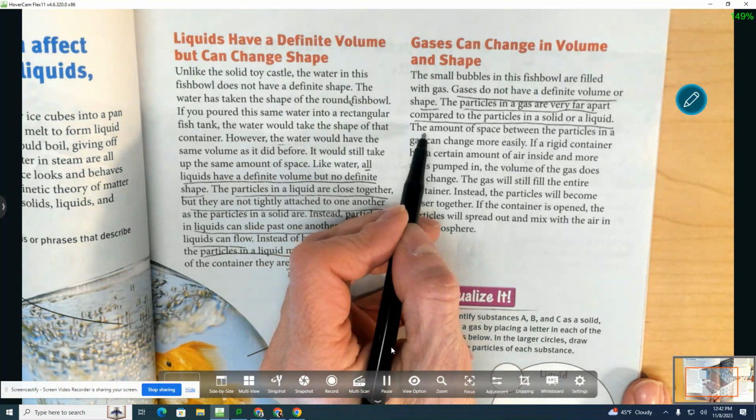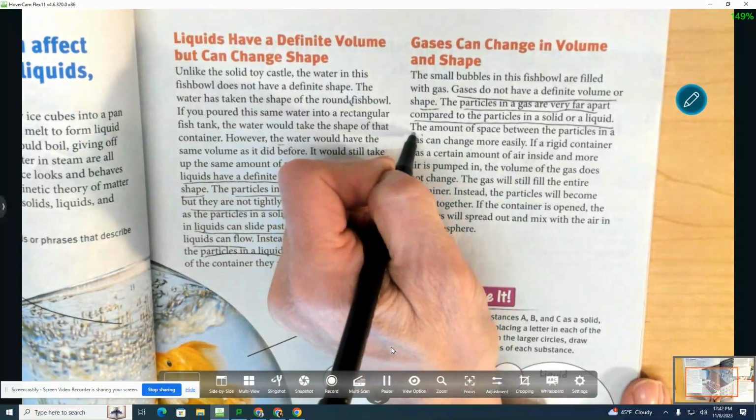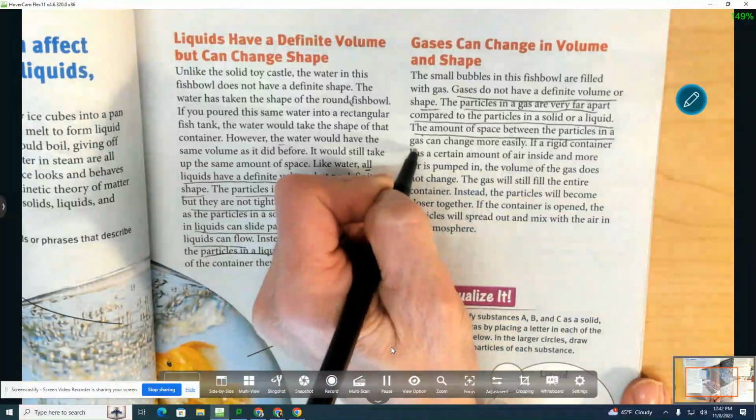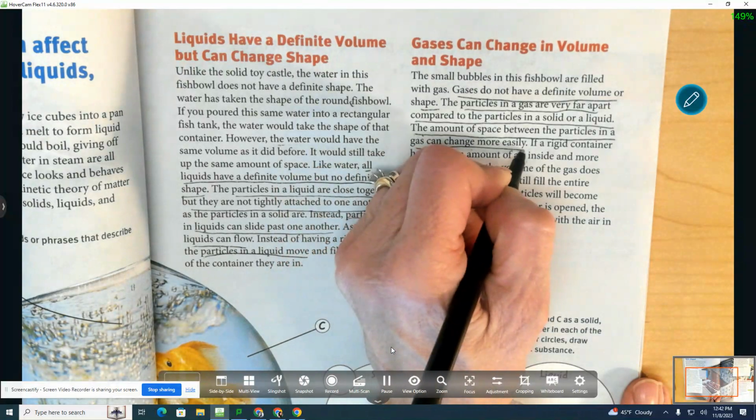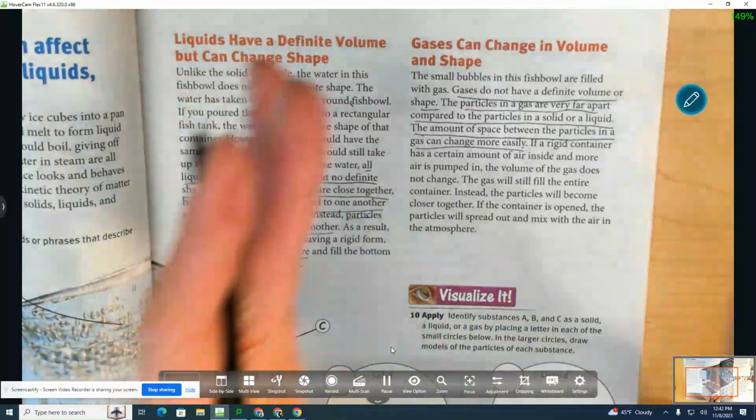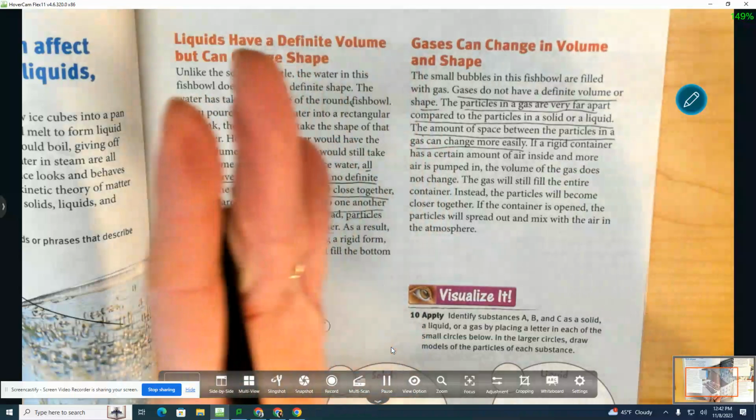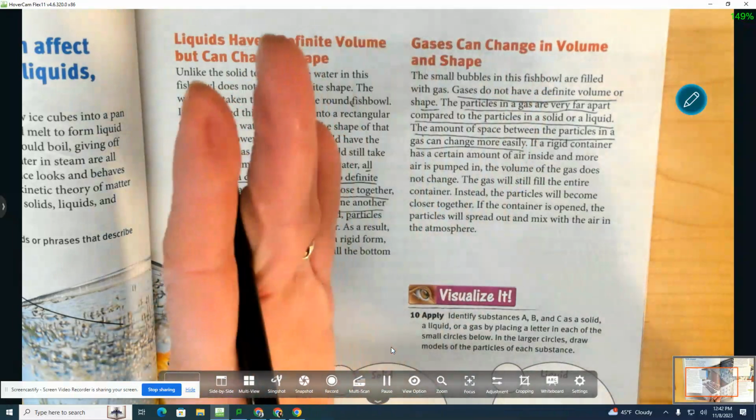I do want to underline this right here. So go back, we're going to underline the amount of space between the particles in a gas can change more easily, meaning that they can easily be pushed together and they can easily come apart from one another.